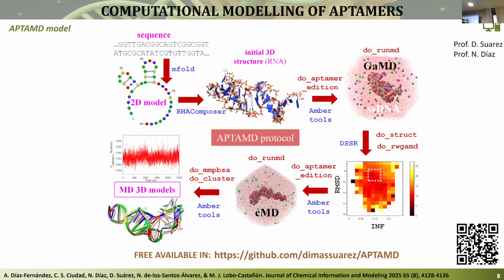So what our model does is, starting from the sequence of our aptamer, just by having the secondary structure by MFold, NUPACK, or whatever other software, we transform it first into a 3D structure using, at that time we used RNA Composer because we couldn't find a tool to predict the 3D structure of DNA. So because we have RNA, first we have to transform it to DNA.